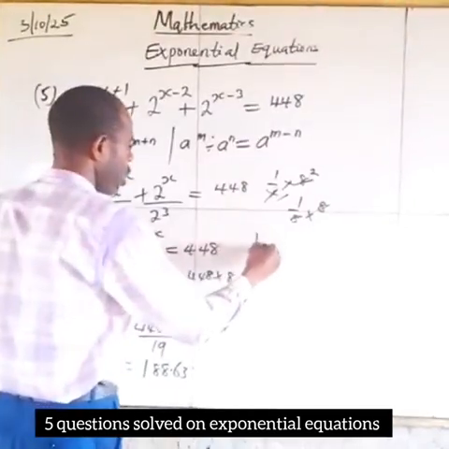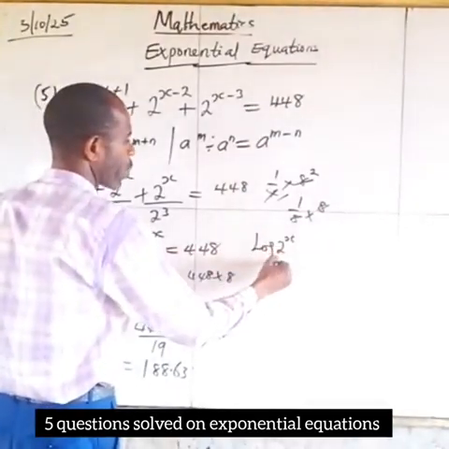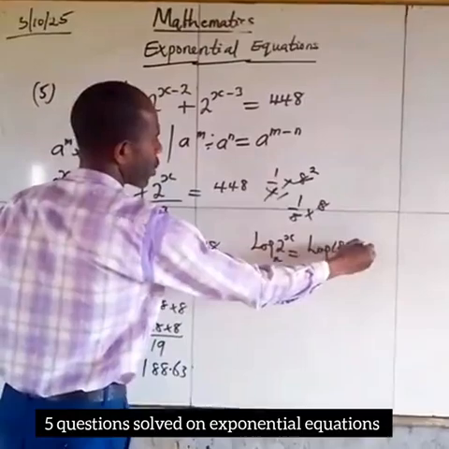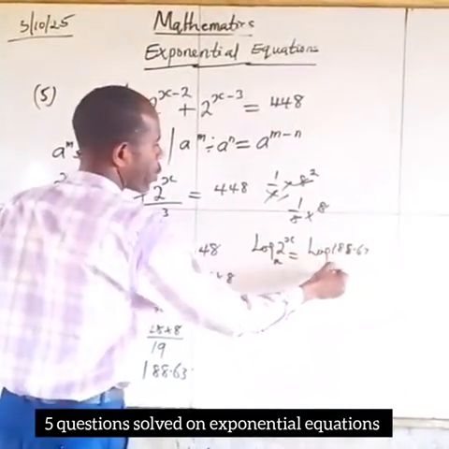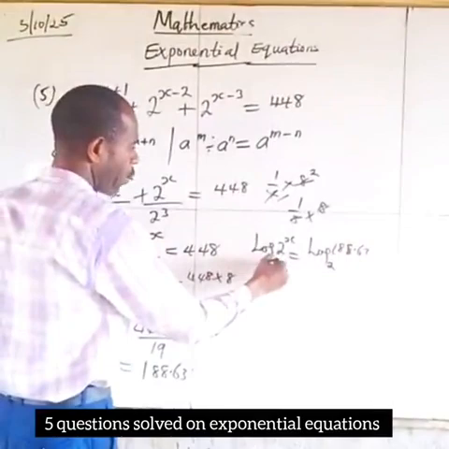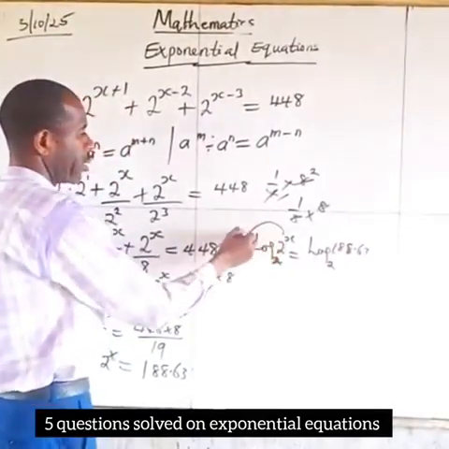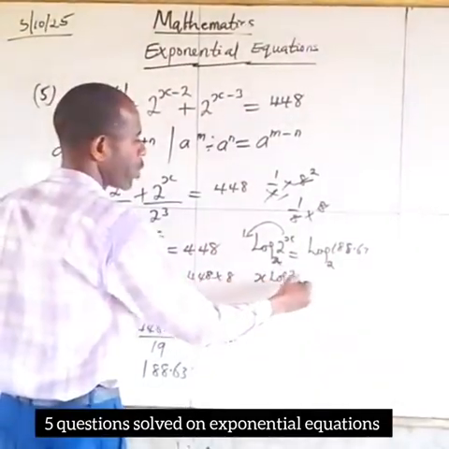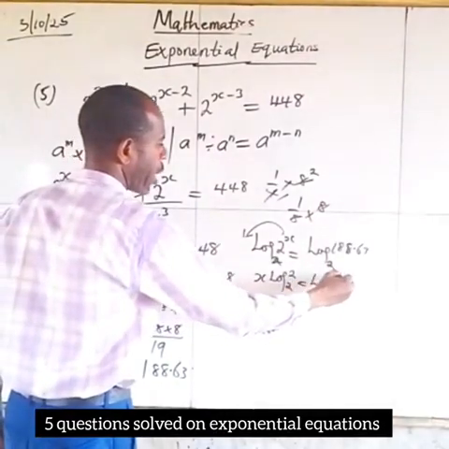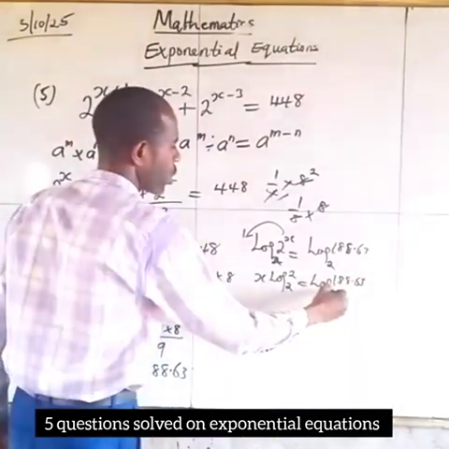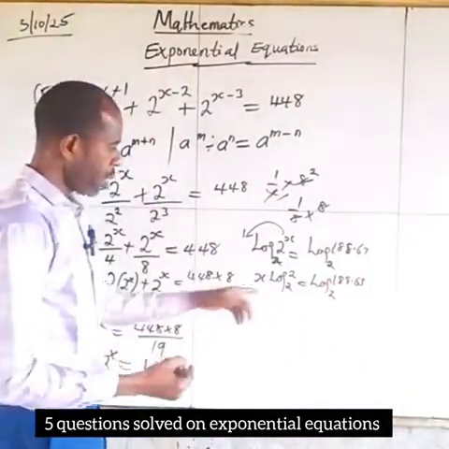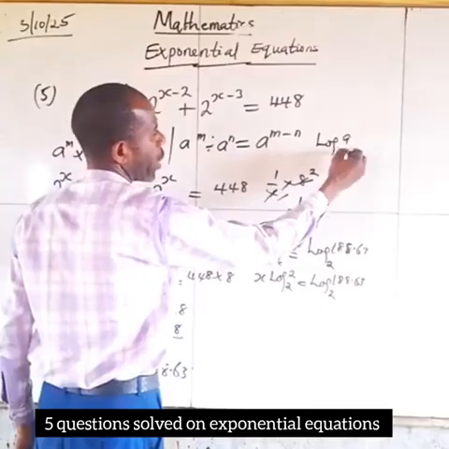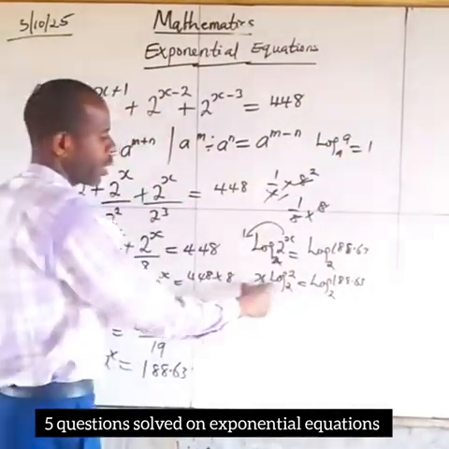Now if I take the log of 2 raised to the power x to base 2, and equate it to the log of 188.63 to base 2, then according to the law of logarithm, this power has to be multiplied here, becoming x log 2 to base 2 equals log of 188.63 to base 2. Now, in logarithm, if I have the log of a to base a, it will give us 1. So the whole of this becomes 1.